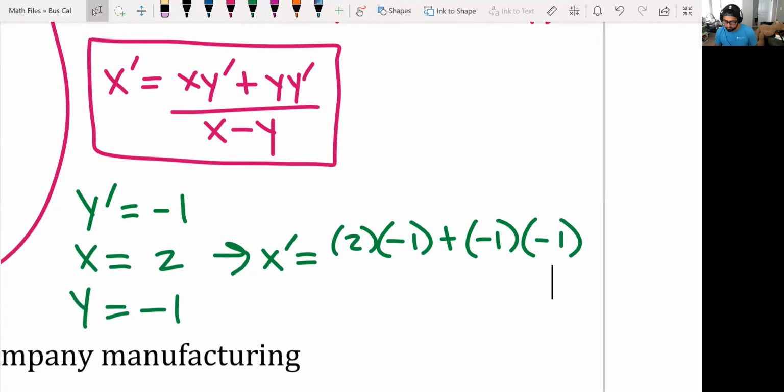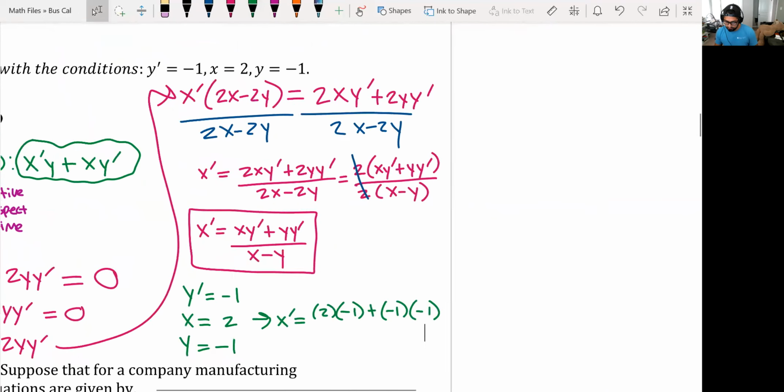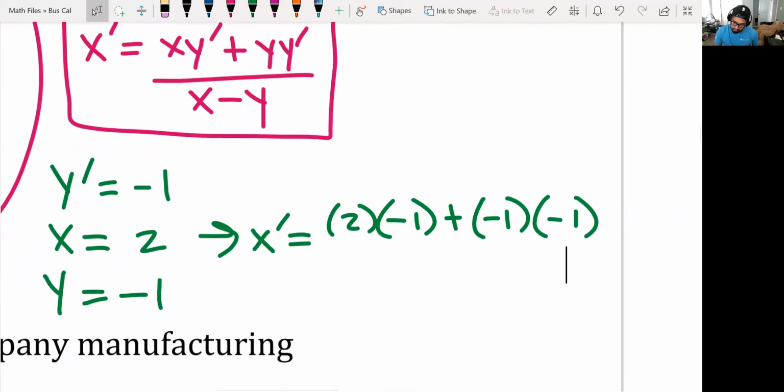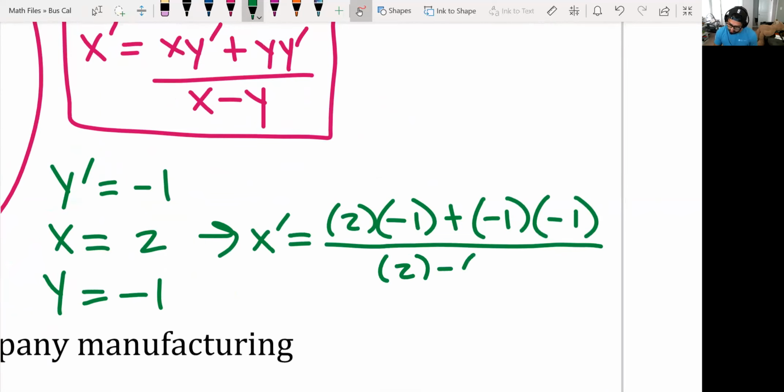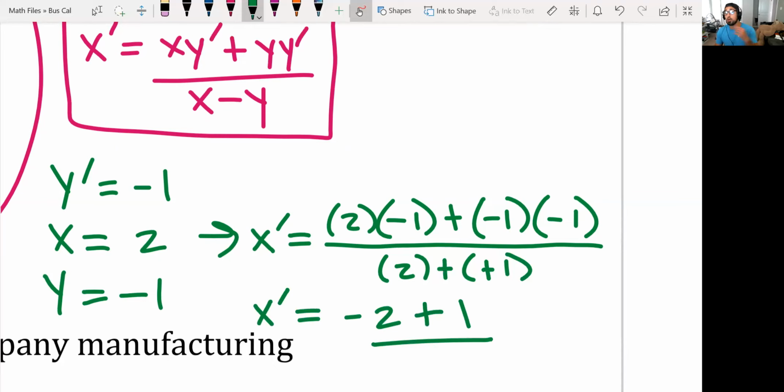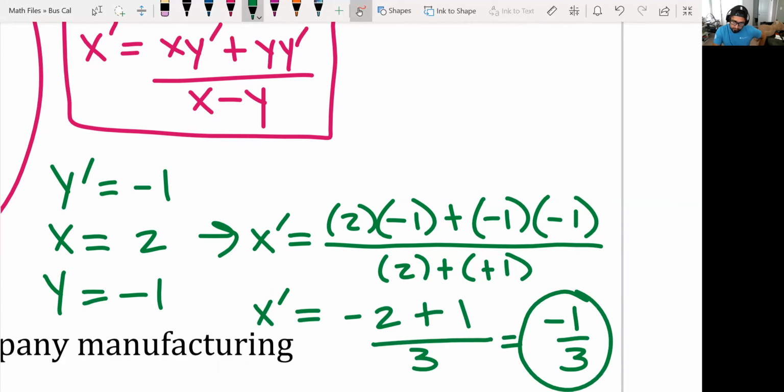Is that right? They're both -1? Yes. Over x, which is 2, minus y, which is -1. Okay. So this means that x prime is going to be -2 plus 1 over 2 minus -1, which turns to plus, over 3, and we get -1/3 as our answer.